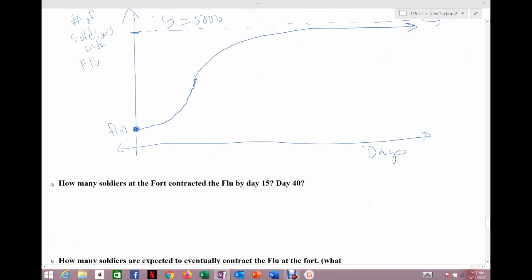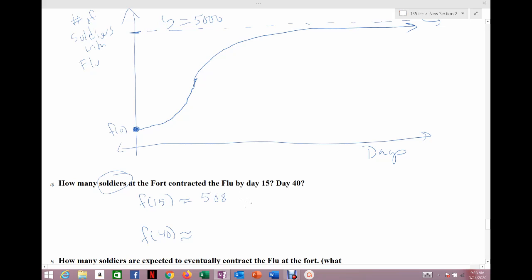Alright, now the first question, how many soldiers will we expect to contract the flu by day 15? So I'm going to plug 15 into my formula, or you can use the graph. Since you have the graph, you can always hit second trace, value, and plug in the value 15. Now remember, these are people, right? Soldiers. So just round to the whole person. We don't want a fraction of a person. It doesn't make sense to have 0.7 of a person have the flu. So just round accordingly. So the first one comes out 507.75, so I'm going to round to 508.